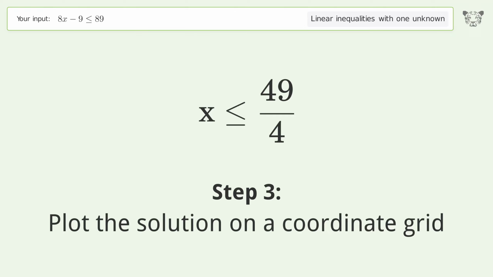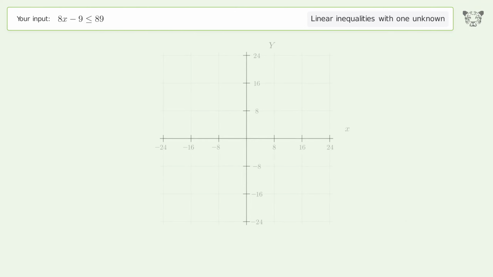Plot the solution on a coordinate grid. And so the final result is x equal or smaller than 49/4 equal or smaller than 121/4.